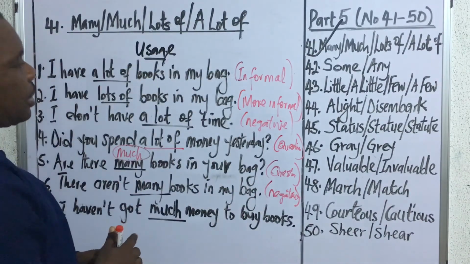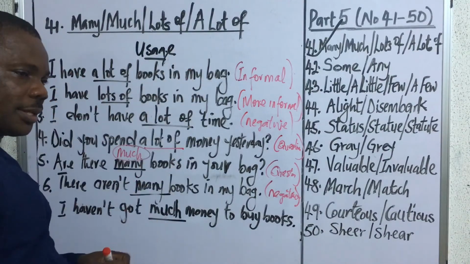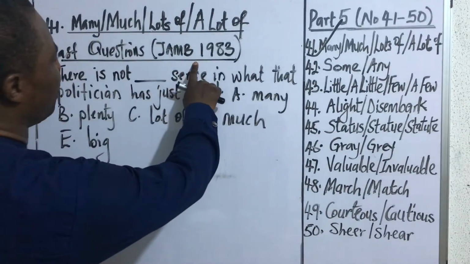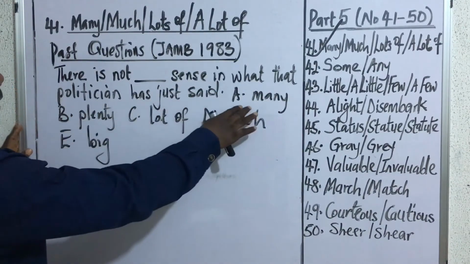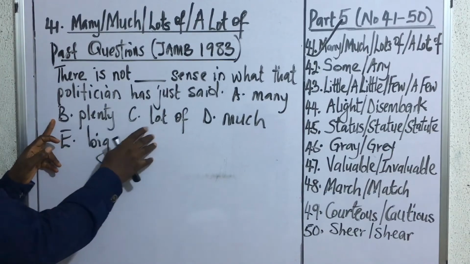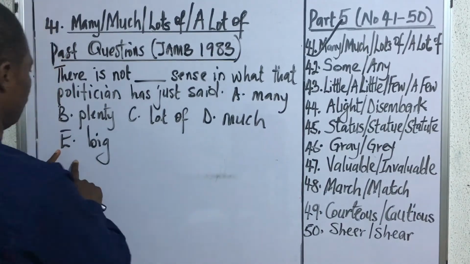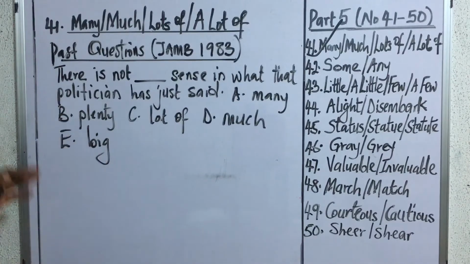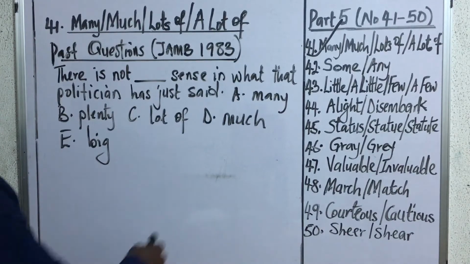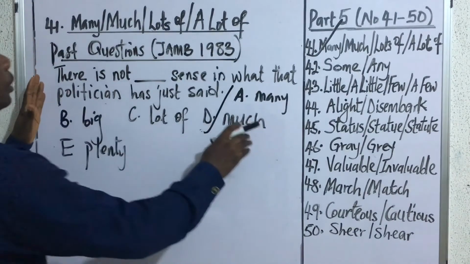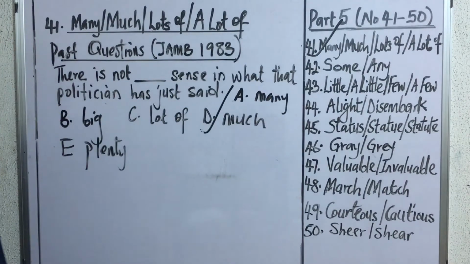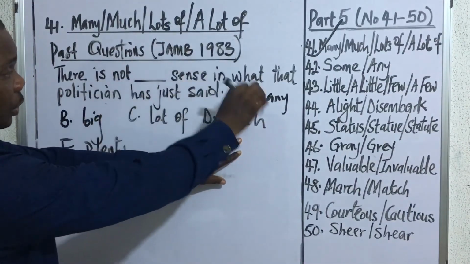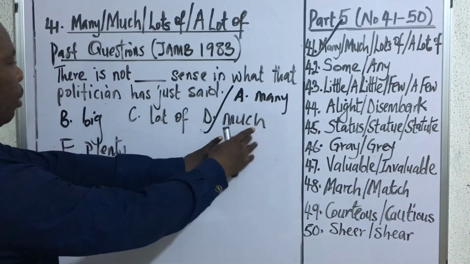The next thing we want to talk about is their appearance in past questions. JAMB 1983: There is not that sense in what that politician has just said. A, many. B, plenty. C, lot of. D, much. E, big. If you go by our explanation in this video, you discover that the correct answer to this question is much. The reason is that if you look at the question, it is a negative expression, and as such, it can successfully go with our explanation on the use of many / much.